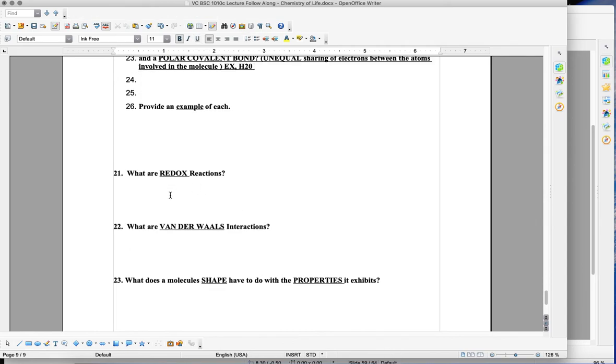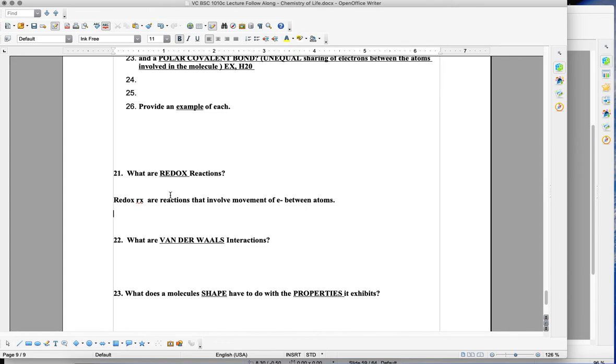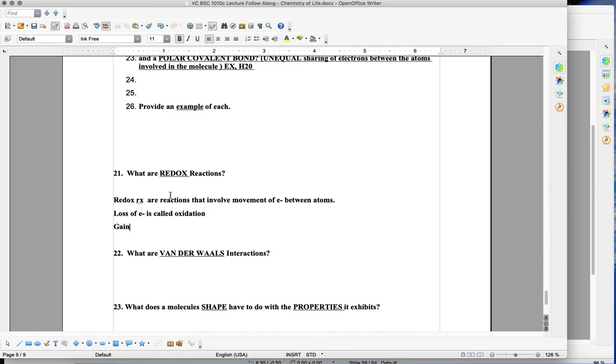What are redox reactions? Redox reactions are reactions that involve movement of electrons between atoms, and loss of an electron is called oxidation, and gain of an electron is called reduction.